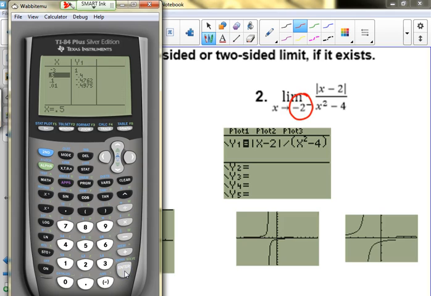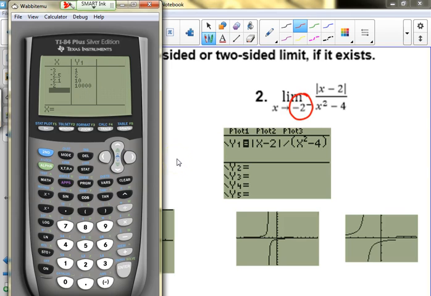-3 is to the left, right? -2.5. What's just below -2? -2.1. -2.0001. Is that really close? Do those numbers indicate what? I got 1, 2, 10, 10,000.